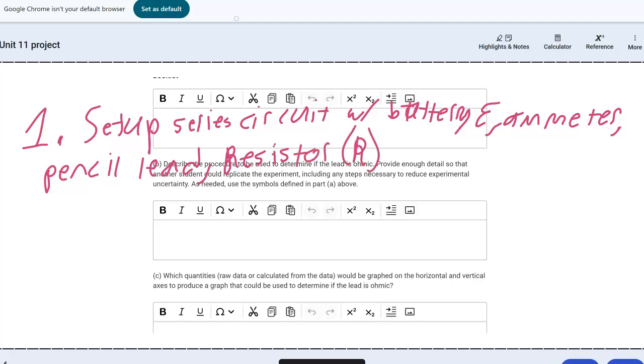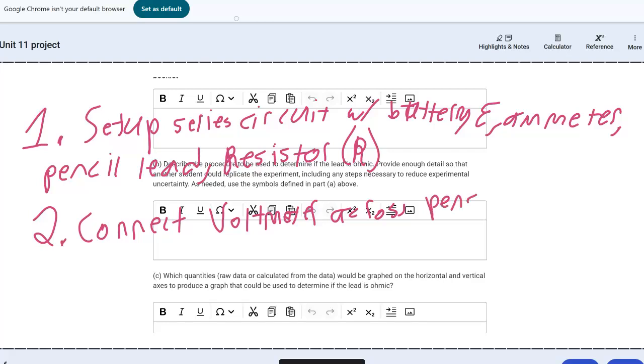And then the ammeter and voltmeter we would use. I'd connect the voltmeter in parallel, or I guess across, the pencil lead. I could also type this instead of write it, but I'll just keep writing.